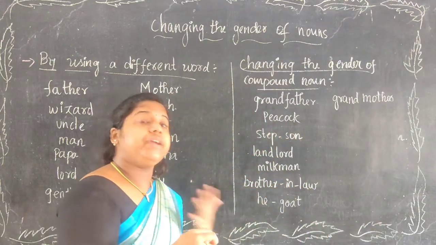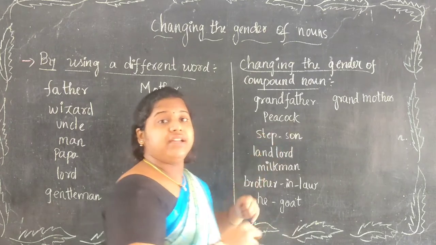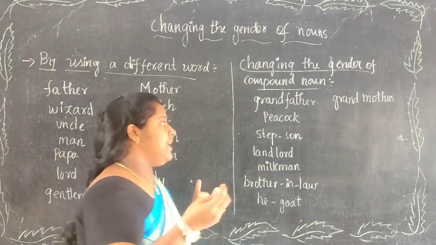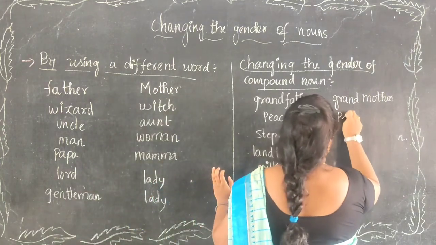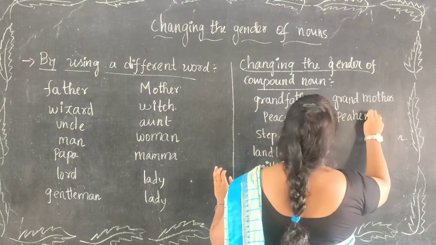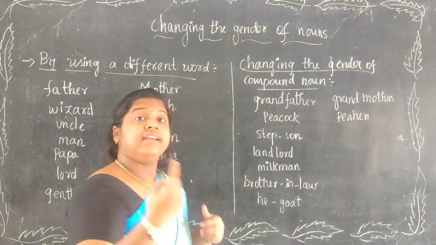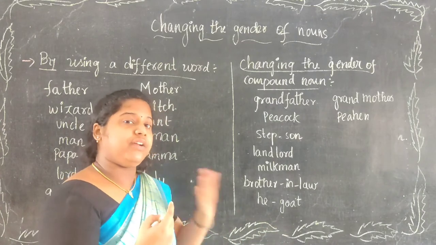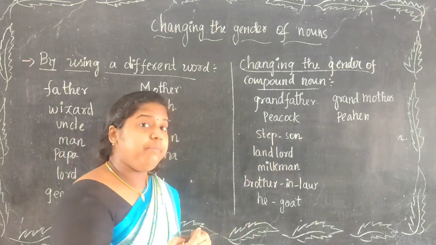Peacock. Okay, peacock in the masculine. Then what is in the feminine? Yes, peahen. Stepson. Stepson, step paya. Okay, and the feminine is step daughter.